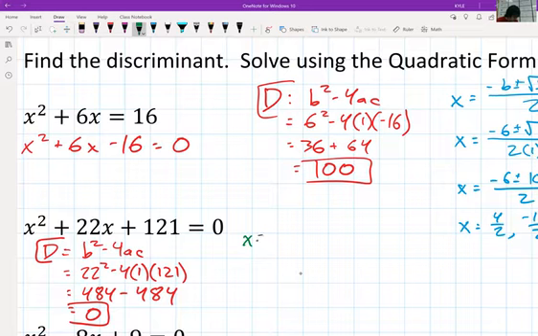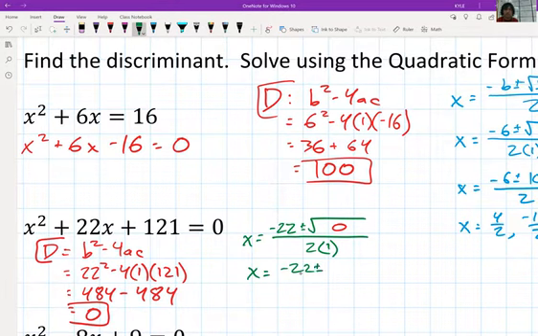X equals negative 22 plus or minus the square root of 0, because we already found the discriminant, so we don't need to do it again, all over 2 times 1. So there we go. We have x equals negative 22 plus or minus, what's the square root of 0? 0 over 2.